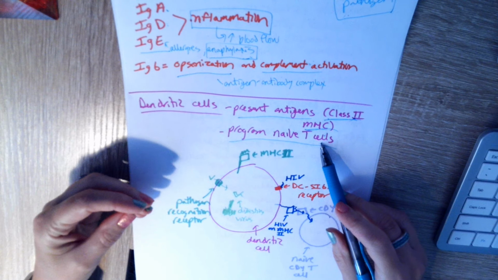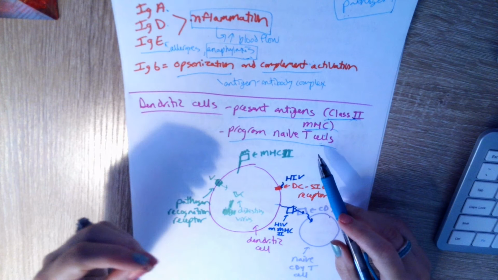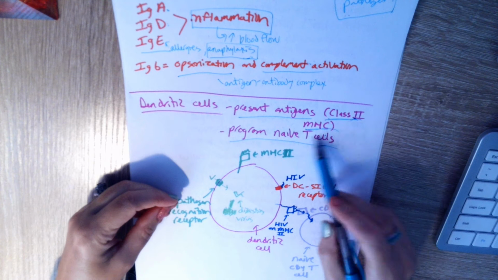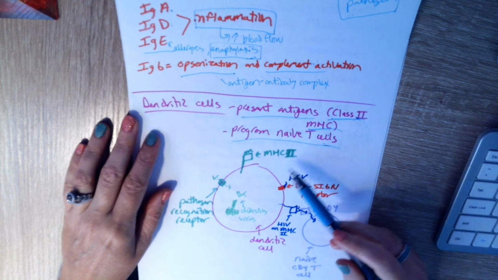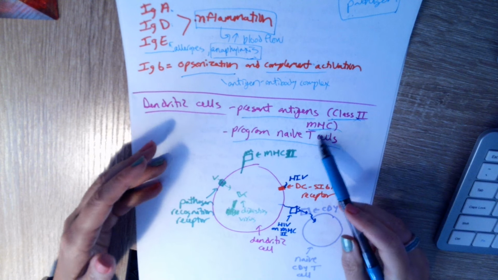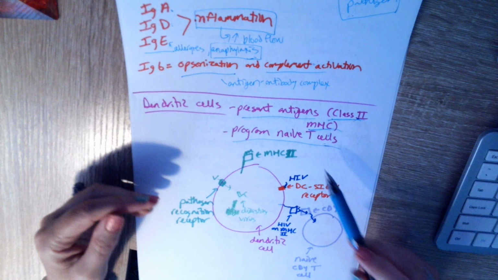Naive T cells are cells that have not had a paratope programmed yet, and dendritic cells are essentially going to grab onto a pathogen. They're going to take it to a lymph node where you find these naive T cells, and they're going to program those paratopes with that viral epitope so that those newly trained T cells are no longer naive. They are specific for that pathogen.